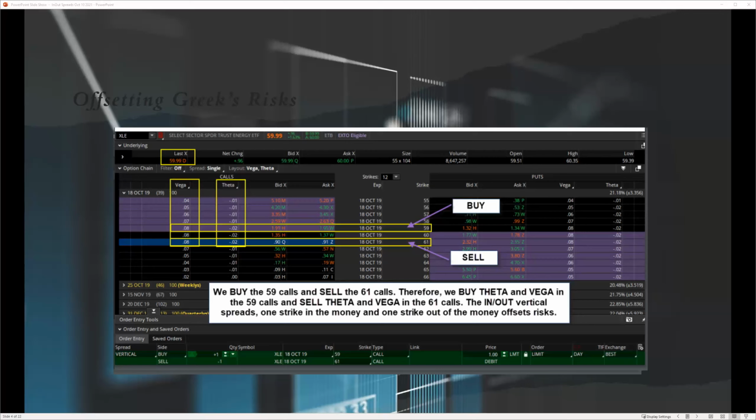Therefore, we buy theta and vega in the 59 calls and sell theta and vega in the 61 calls. The in-and-out vertical spread, with one strike in the money and one strike out of the money, offsets the risk. And that is the reason why you get rid of part of the Greeks risks that you face with a naked put or call. Are we clear on this? Any questions so far? Are you following?